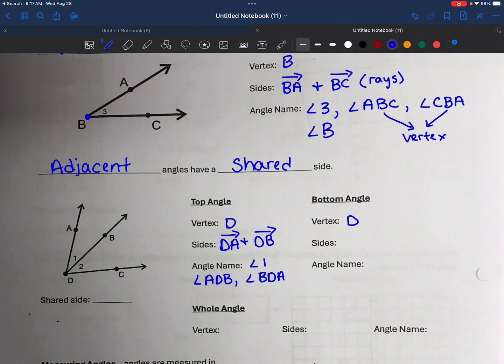So notice these two angles have the same vertex, right? They can share the same vertex. We just can't say both of them are angle D only. Okay. Angel, what about one of my sides on the bottom angle? DC. DC is one of them. Rowdy, what's the other one? DB. Good.